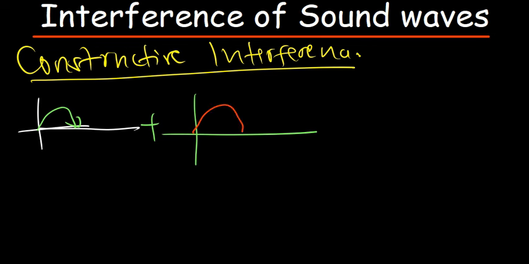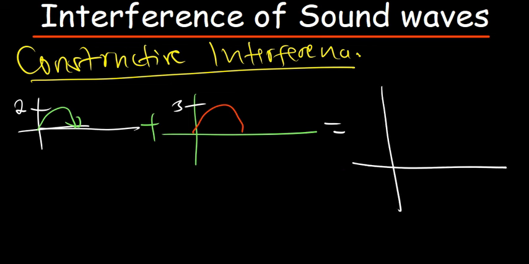So if this amplitude is 2, and there the amplitude is 3, if I add these two, a constructive interference is going to occur, meaning that it's going to be 2 plus 3, and the amplitude will now be 5. The wave will be generated in that manner. That is what we call constructive interference.